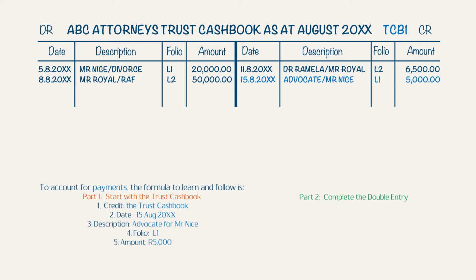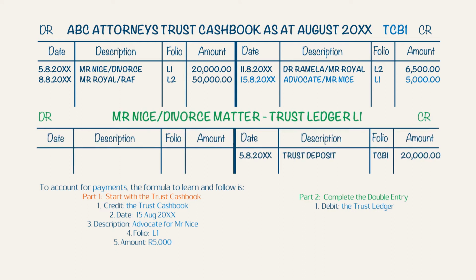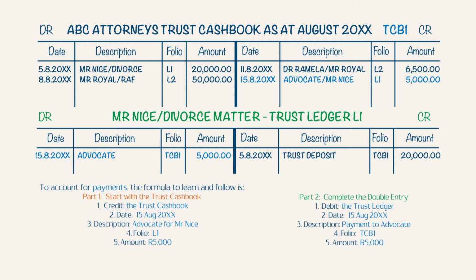Part 2. Complete the double entry. 1. Debit: the trust ledger. 2. Date: 15 August 20XX. 3. Description: payment to advocate. 4. Folio: TCB1. 5. Amount: 5,000 Rand.